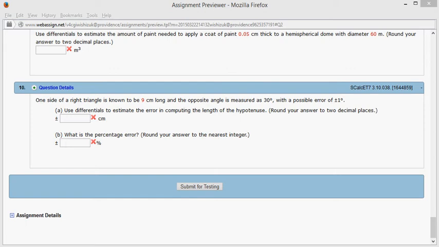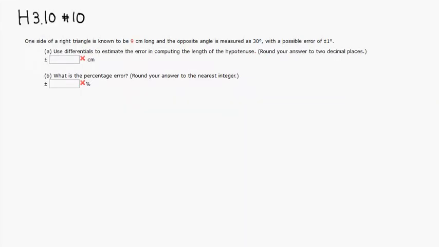Alright, let's look at homework 3.10, problem number 10. Let's do this triangle problem. First, one side of a right triangle. So we have a right triangle, so I'll just try to draw a right triangle. Alright, so we have that.